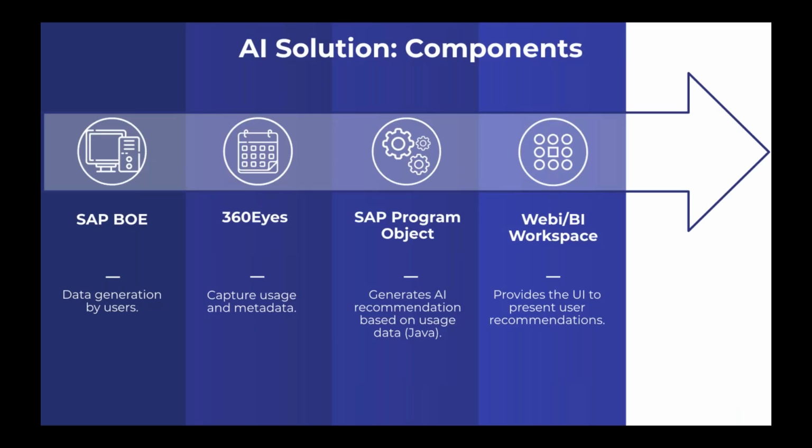All right, so putting it all together, we have Business Objects, we have 360i pulling, extracting, and capturing that usage data. We have the program object that's running the code that I just showed you on a regular basis. What do we do with the data after that? Well, thankfully, we can go right back to SAP Business Objects.